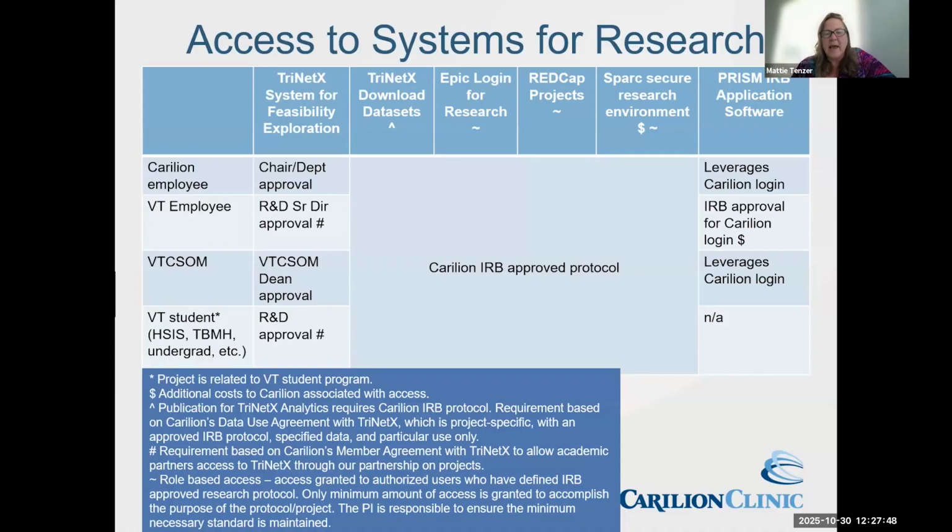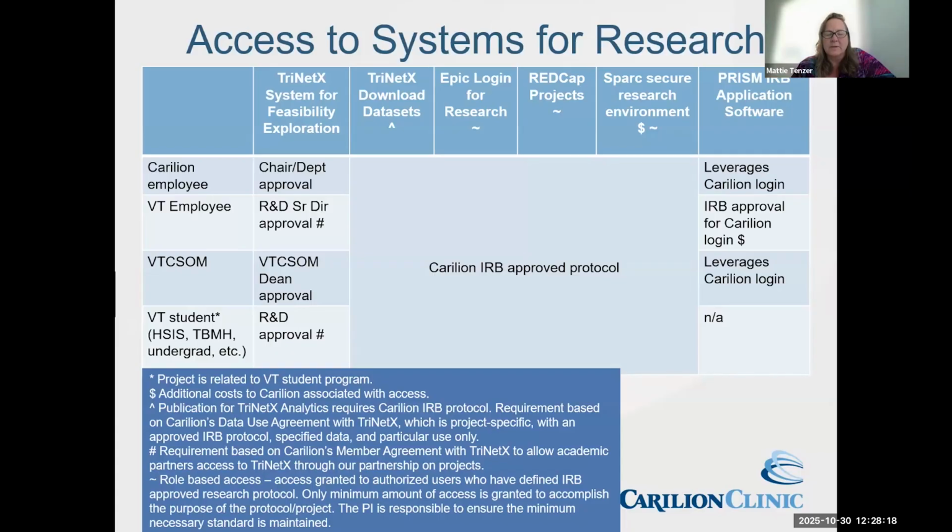And so that access happens after the approval on the protocol. PRISM is the protocol system that we have. So in general, mostly Carillion employees are the ones writing the IRB protocols. There are sometimes that Virginia Tech employees work so much with us on IRB protocols that they also get a login. We have to get them one of those logins and go through our technology services group in our IRB for that.